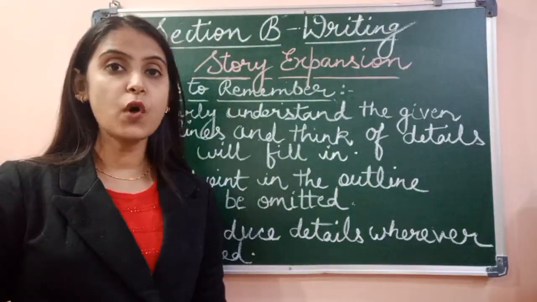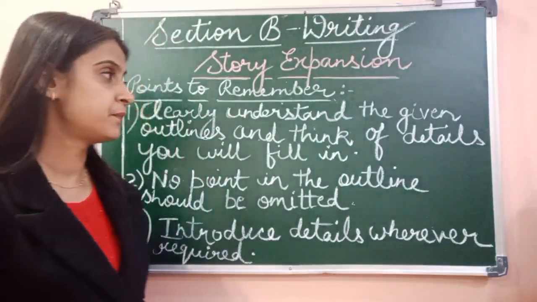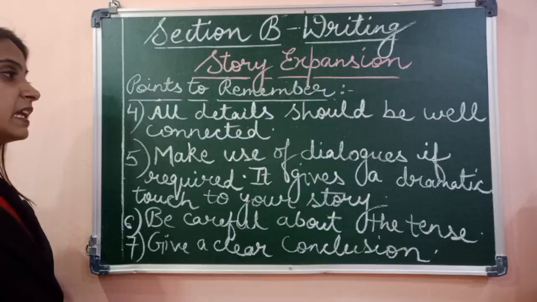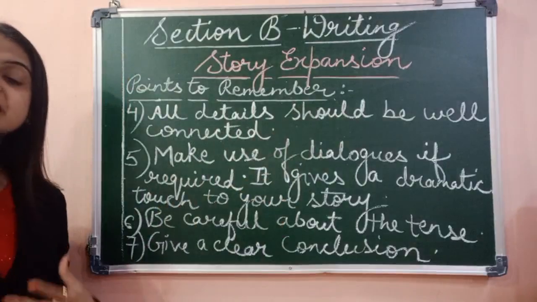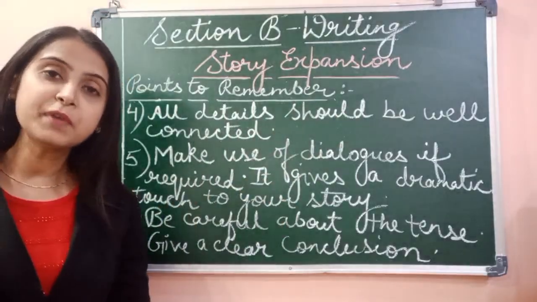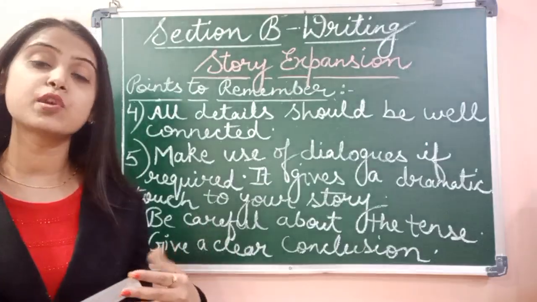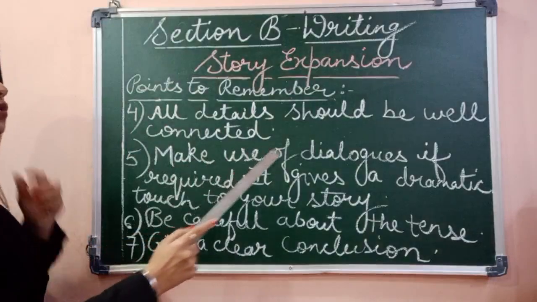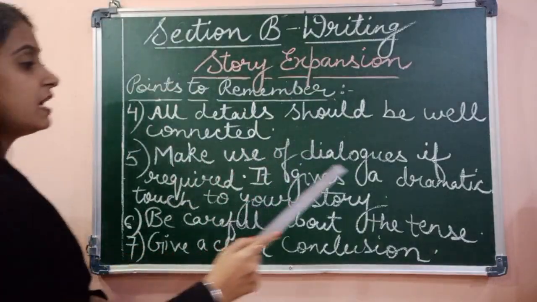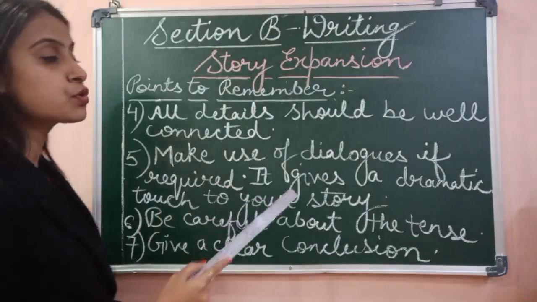Now let us move on to the fourth point. It says all details should be well connected. Now the details that you are adding to develop your story should be well connected in a proper sequence. Then the next point says, make use of dialogues if required. It gives a dramatic touch to your story.